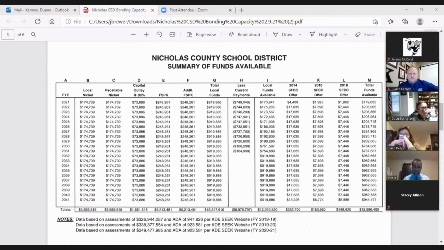Column E is very unique. It's referred to as nickel equalization. I always use Campbell County as an example. Campbell and Boone County are so property rich, with heavy industry and a lot of tax base, that they receive such a large portion of their revenue from that local nickel in column B or C. So within the state's funding formula, column E is sort of a leveling mechanism.